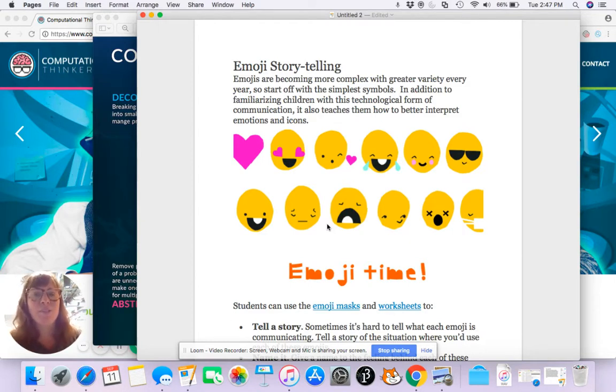As you can see here, it says emoji storytelling. Emojis are becoming more complex with greater variety every year. So start off with some of the simplest symbols. In addition, familiarizing children with the technological form of communication also teaches them how to better interpret emotions and icons. Remember many years ago when we all studied about the proper way in which to send an email and how you responded with either all caps or no all caps, or if you put an exclamation point? The same concept rings true here for our students, except they're using a visual display.